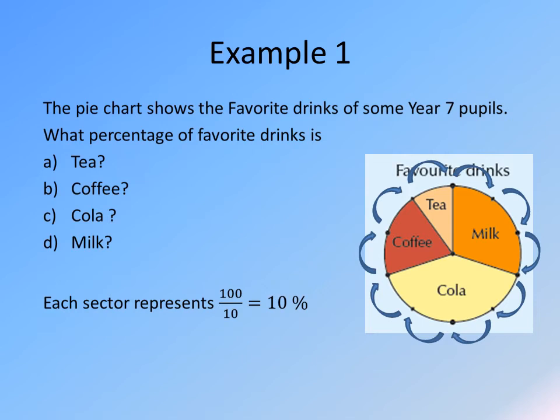So to find the tea, it is one sector. 1 times 10 will be equal to 10%. For the coffee, we have 2 sectors, 2 times 10, 20%. For the cola, we have 4 sectors: 1, 2, 3, and 4. So 4 times 10 will be 40%. And to find the milk, either you count the sectors and multiply by 10%, or you can subtract: 100 minus 40 plus 20 plus 10, which will be equal to 30%.